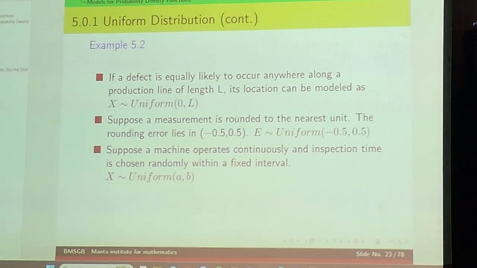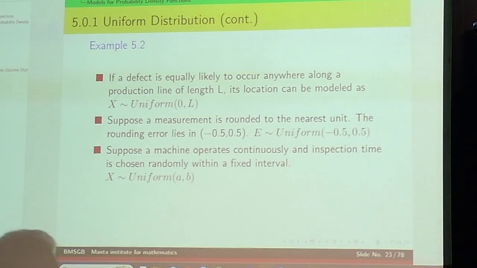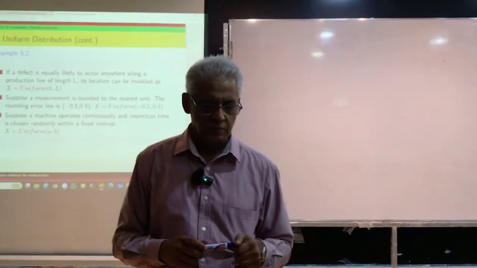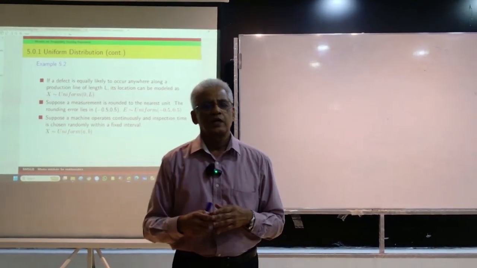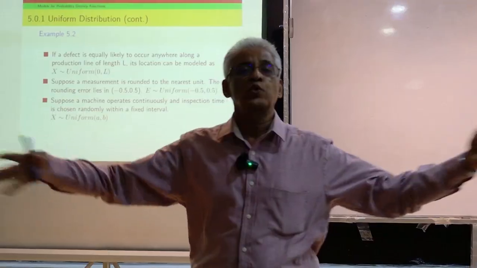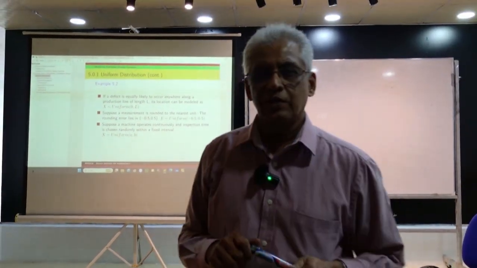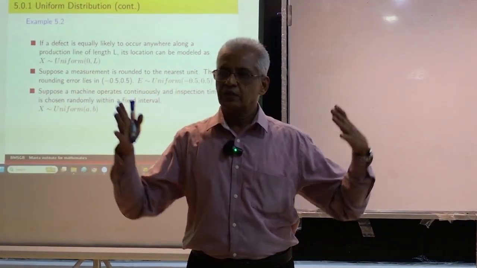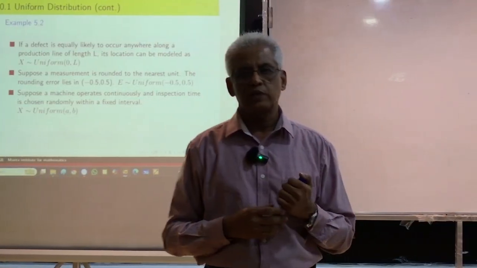Suppose a machine operates continuously and inspection time is chosen randomly within a fixed interval. අපි හිතමු යම්කිසි නිෂ්පාදන production process එකදී they have to carry out some inspections, right? උදේ 8යි හවස 4යි අතර ඕනම වෙලාවක inspection එක තෝරගන්න පුළුවන්. ඒ inspection එක තෝරගන්නේ වෙලාව විශේෂ එකක් නැතුව randomly තෝරගන්නවා නම් එතකොට ඒකත් uniformly කියලා ගන්න.